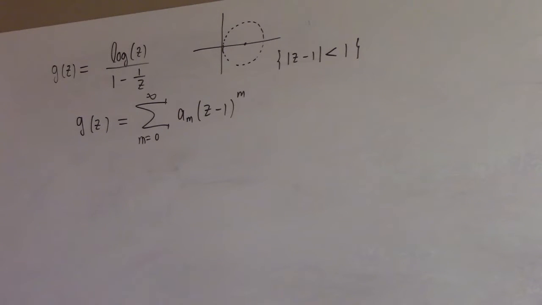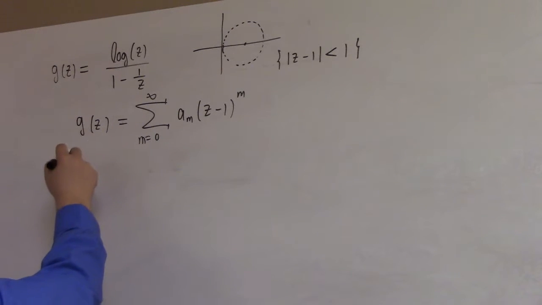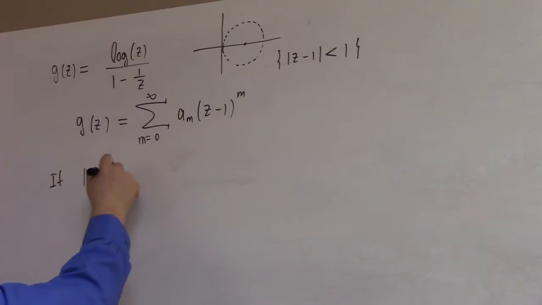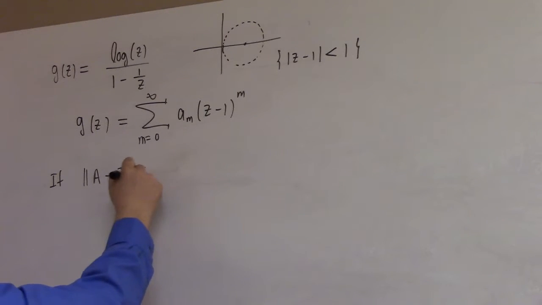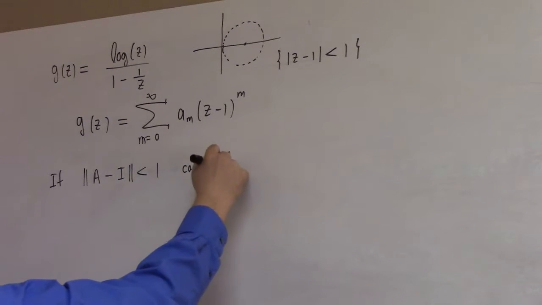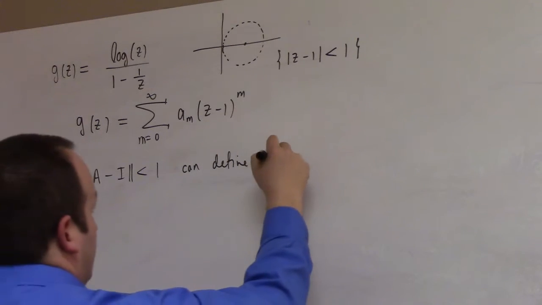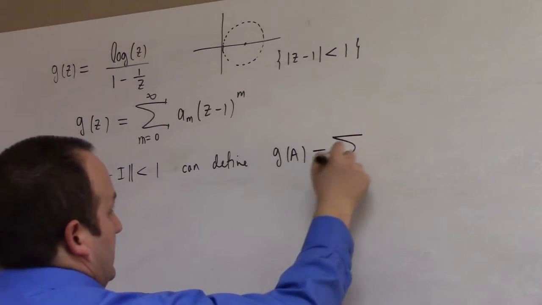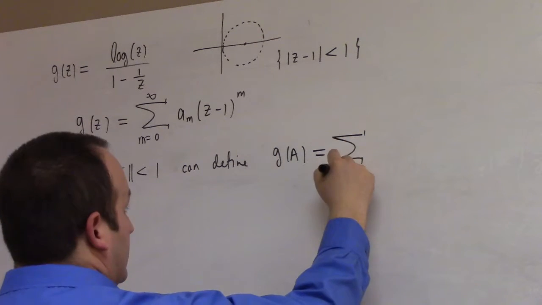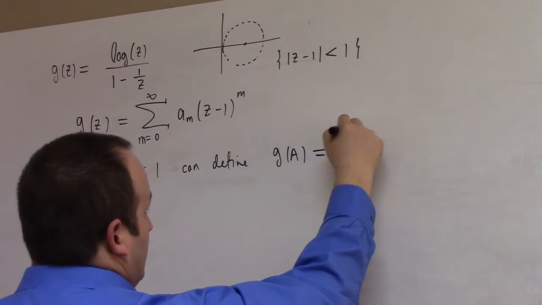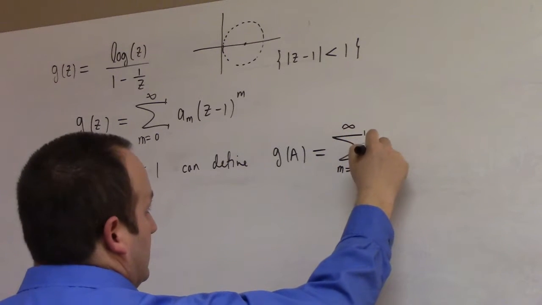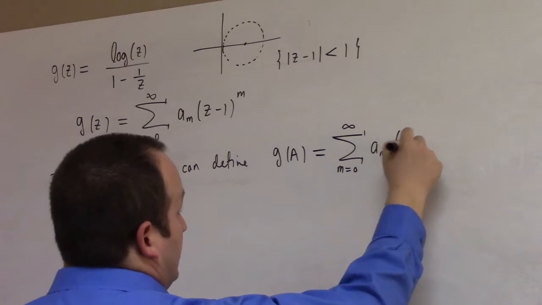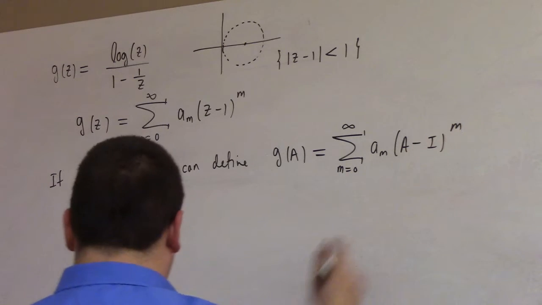And so, if you have a matrix or operator A, and that operator has norm of A minus I less than 1, what can you define? Well, you can define g of A in the same way. So use the same coefficients as we just discussed how we would derive, although we didn't actually do it, for that function up there, these a sub m's, A minus I to the m power.